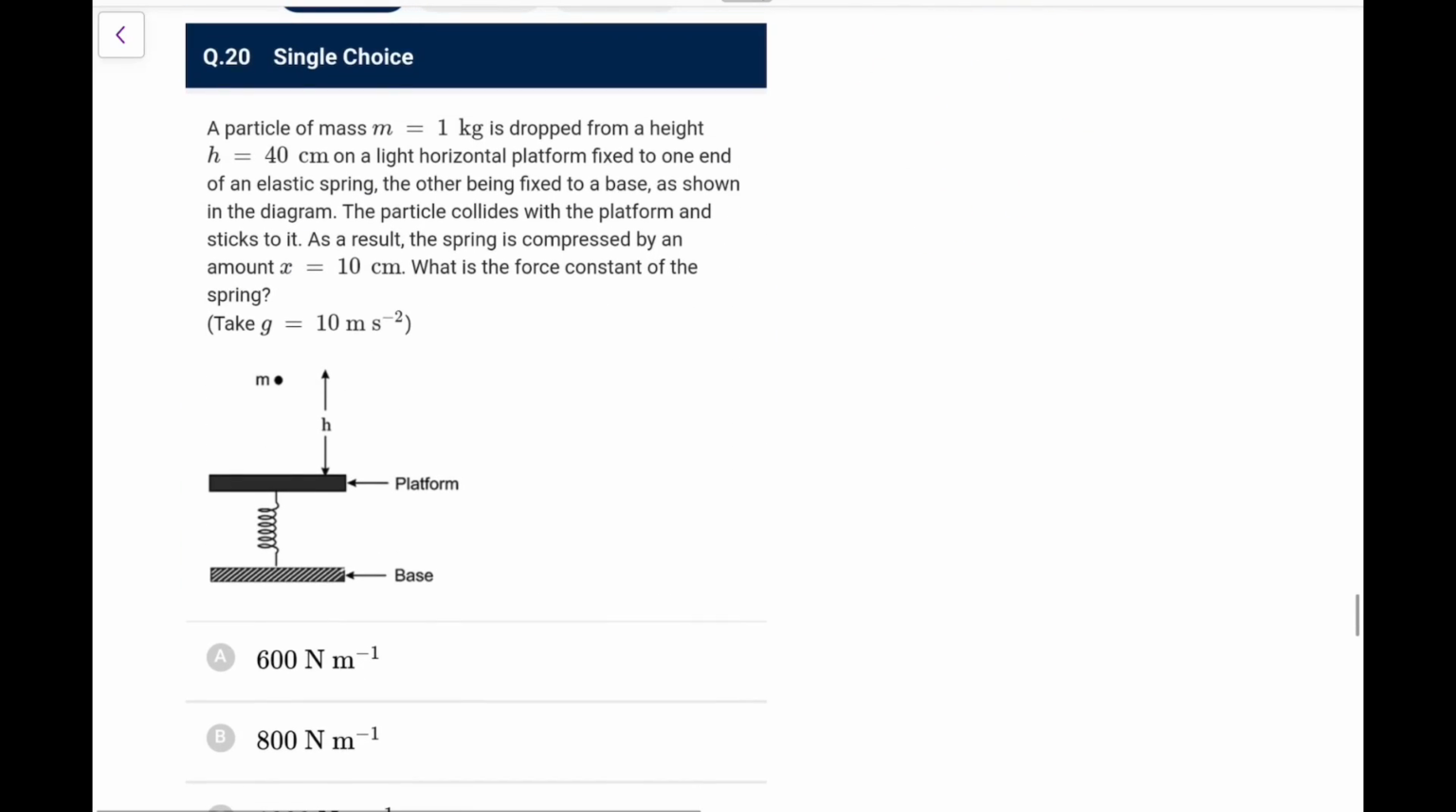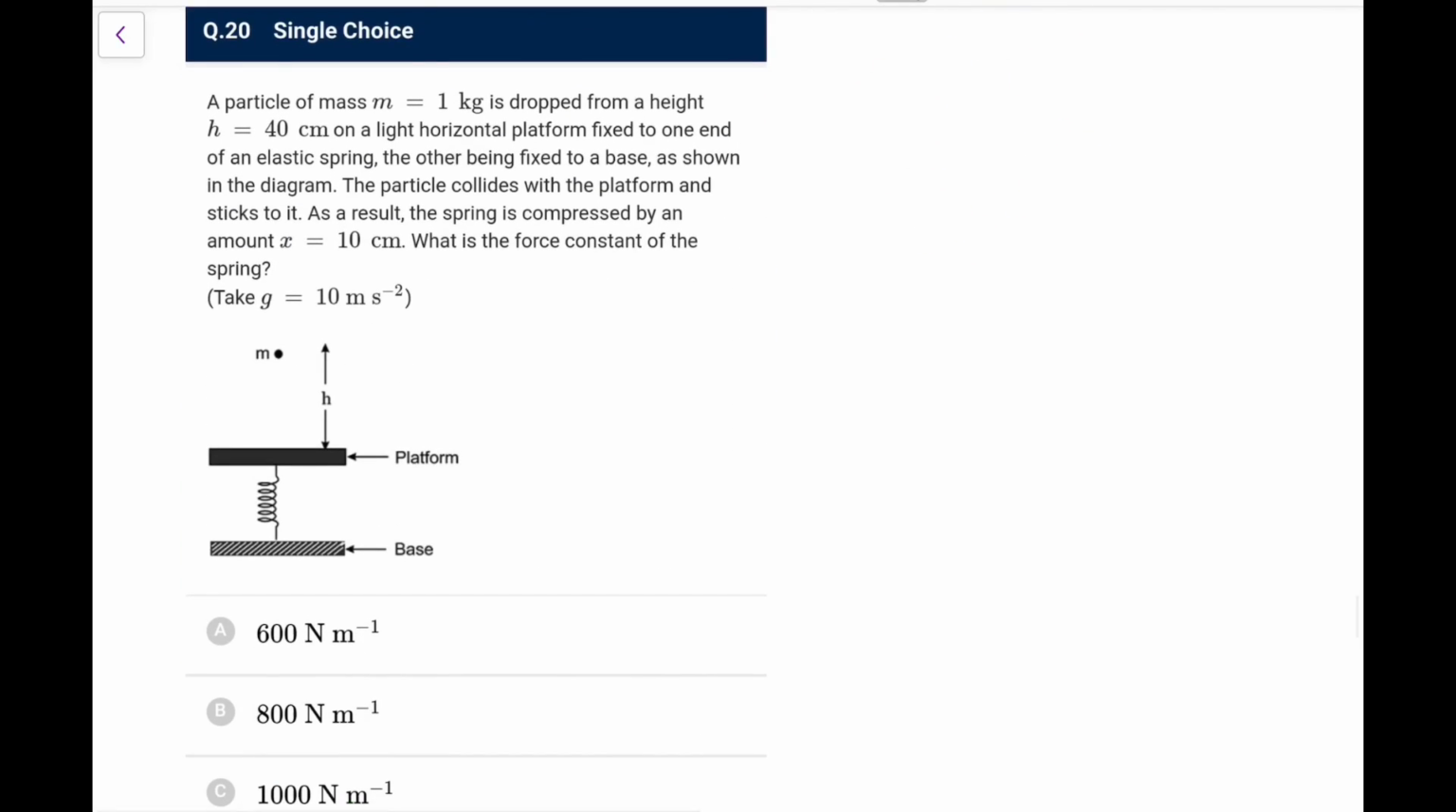Next, a particle of mass m, 1 kg, is dropped from a height of 40 cm on a light horizontal platform fixed to one end of a spring fixed to a base.